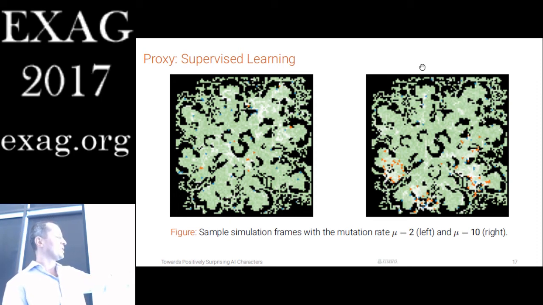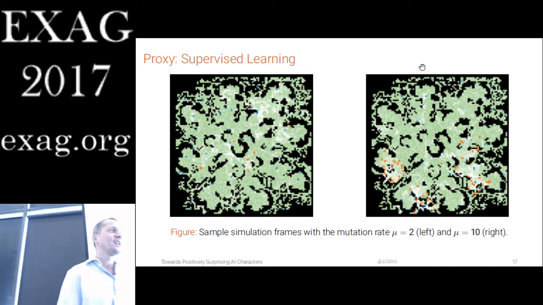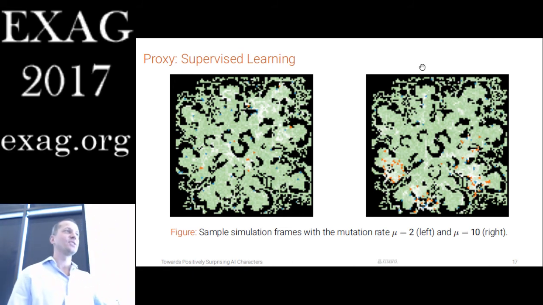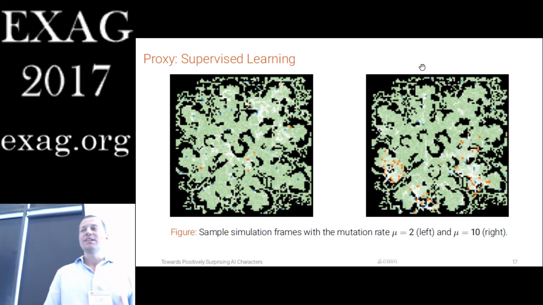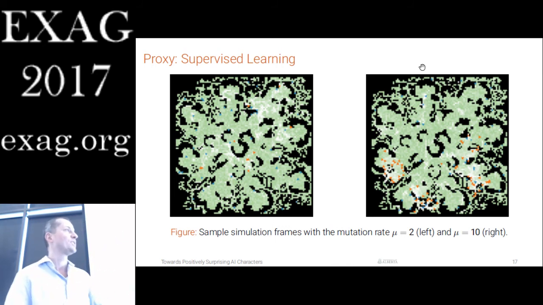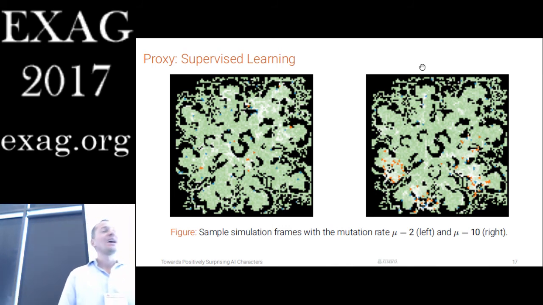So this was a random frame from a simulation with a low mutation rate, so standard deviation of 2 on the genes. The one on the right has a higher mutation rate of 10. The network was trained, and this is data it's never seen before. And just looking at the pixel level, a single frame like that, it can fairly reliably tell if it was evolved with a high mutation rate or a low mutation rate.